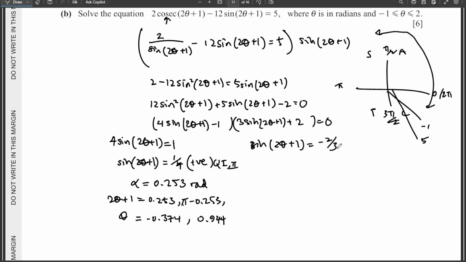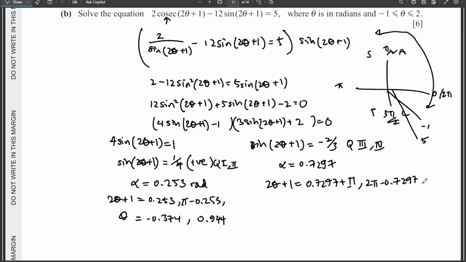So it's a negative, and it will exist in quadrants 3 and 4. Let's find the basic angle again first. Basic angle, I got 0.7297. So 2 theta plus 1, the possible values can be, for the third quadrant, 0.7297 plus pi. In the fourth quadrant, it can be 2 pi minus 0.7297. I think that's all for going the positive side.